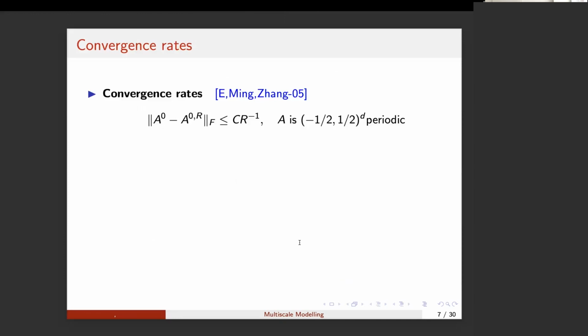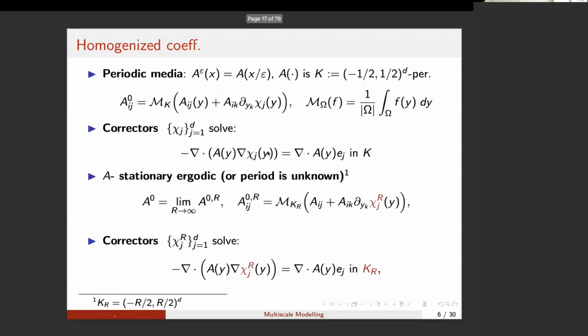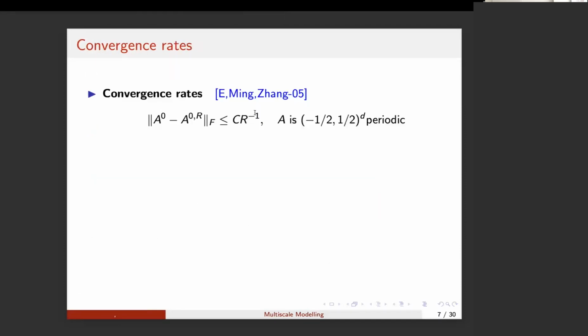So now about the convergence rate. If we just assume a periodic material, and if we look at the difference between the exact homogenized coefficient minus the A0R that we computed here for a fixed R, then the error scales as 1 over R.